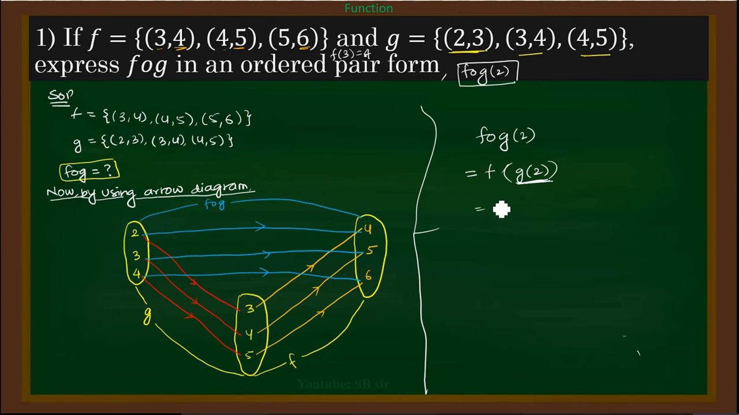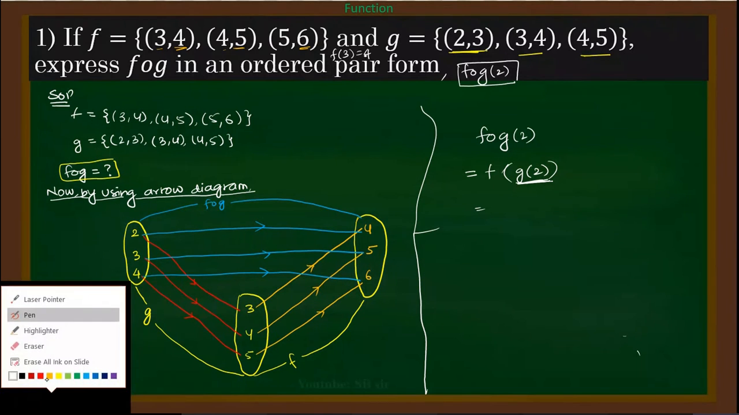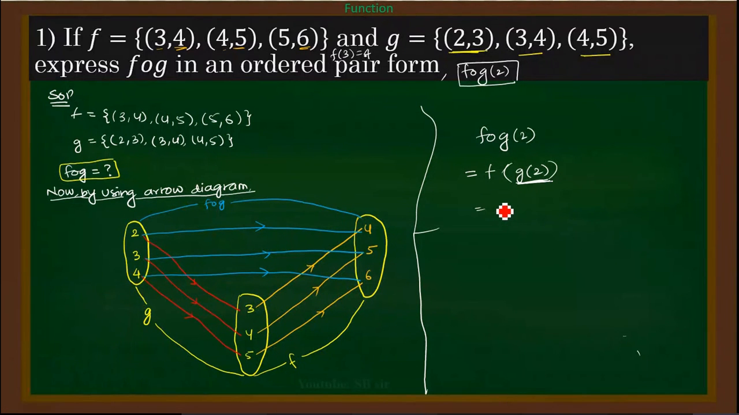So we have the value of F G2. Can anyone tell me the value of G2? What is the value of G2 here? 3. So G2 is 3 here. You can clearly see the value of G2 is 3. So simply you can replace it by 3. And the value of F3, what is the value of F3? 4. So you can simply write the value of F composite G2 is equal to 4. You can write in this way also.